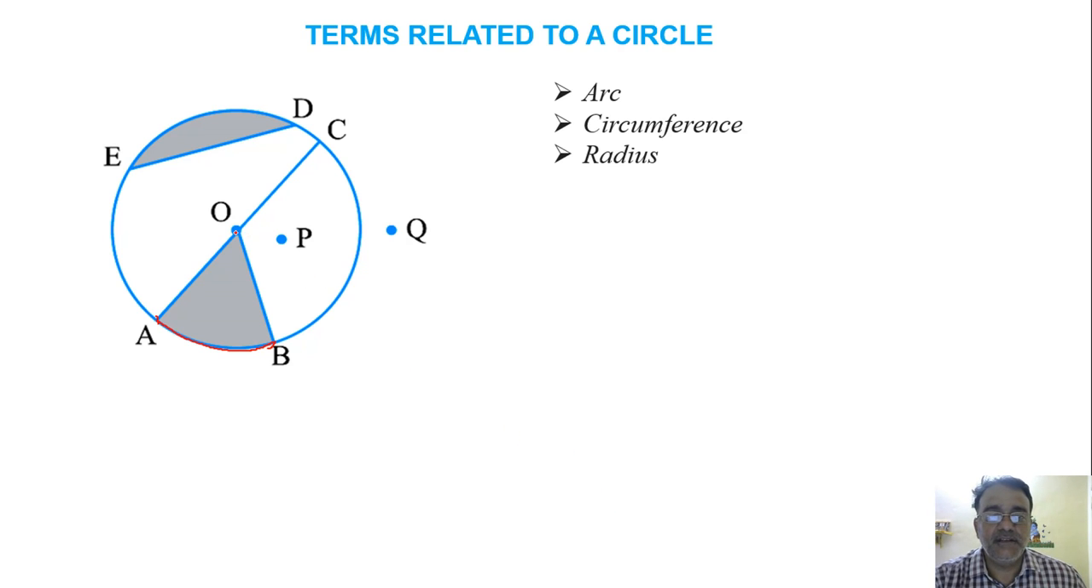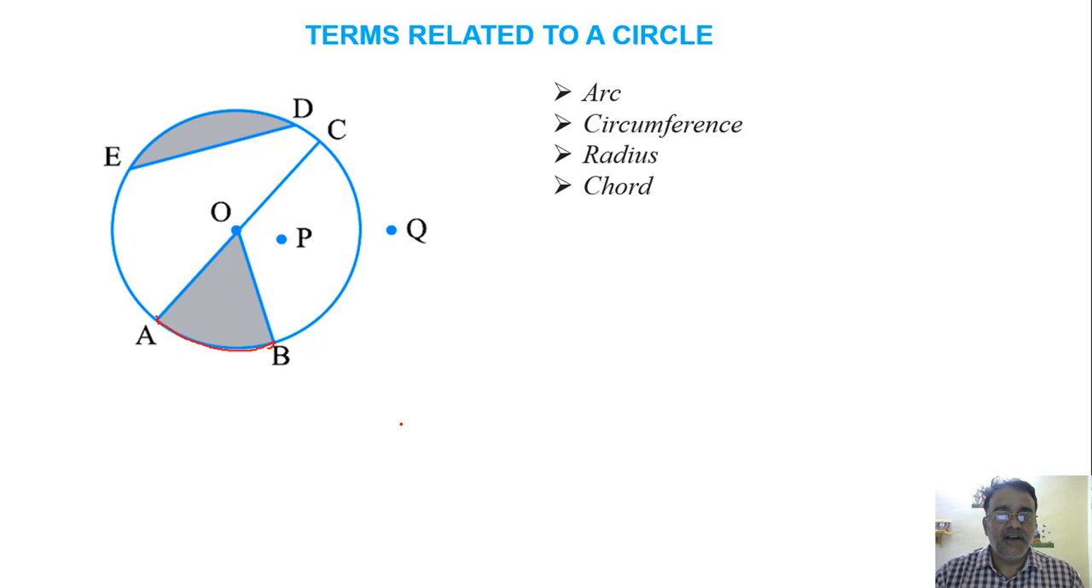Next is radius. What is radius? The line joining the center to any point on the circle. So here OB, OC, OA are the radii. Next one is chord. What is a chord, Arpita? Sir, a chord is a line segment joining any 2 points on the circumference. Okay, very good. A chord is a line segment. When we say line segment, it has two end points, so the two end points should lie on the circumference of the circle.